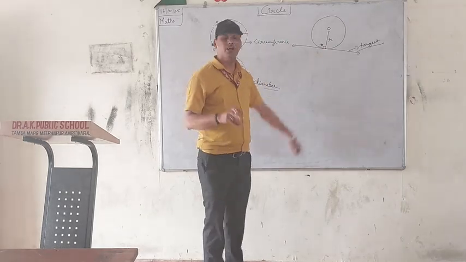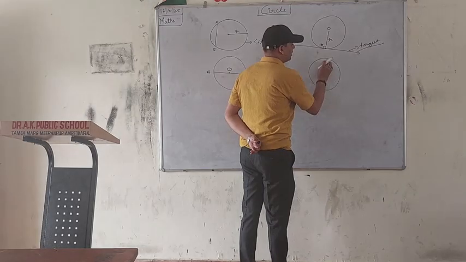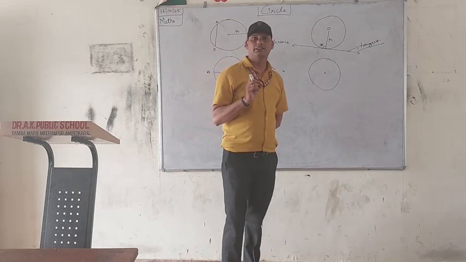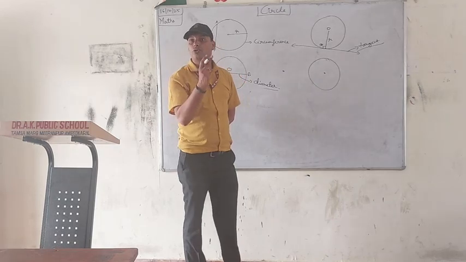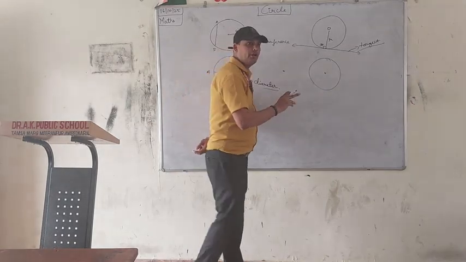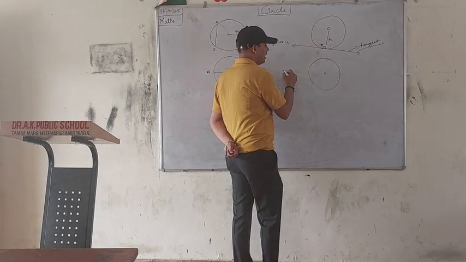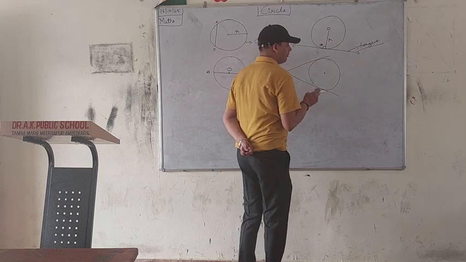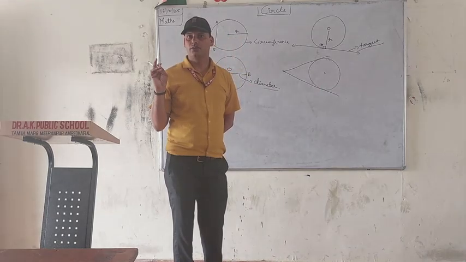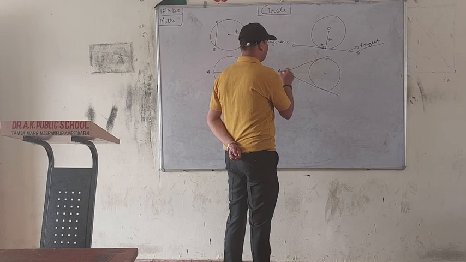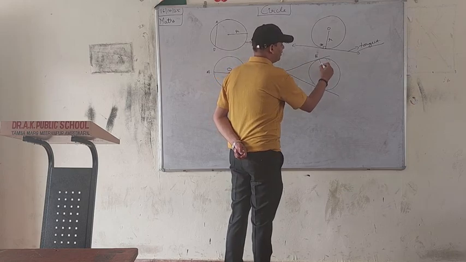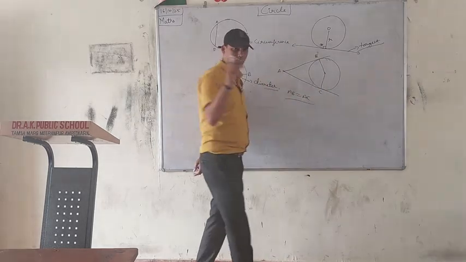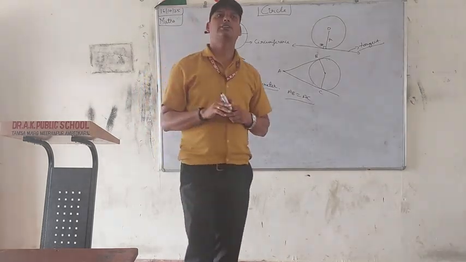Clear? And after that I told that in a circle, if we draw tangents, then there can be a maximum of 2 tangents drawn from a fixed point outside the circle. From outside the circle, if we draw tangents, there can be only 2 tangents. Any doubt? And also I told that the lengths of the tangents will be equal, AB is equal to AC. In the last class we discussed this.